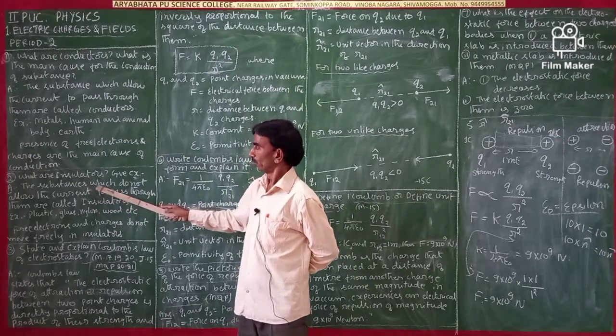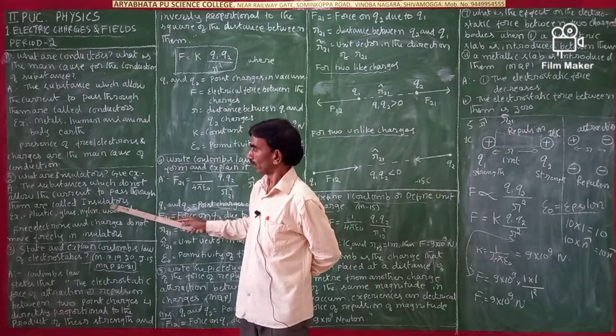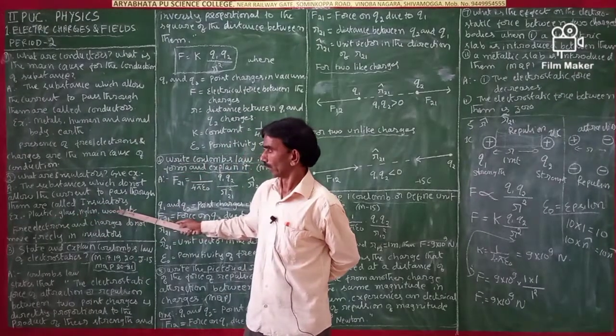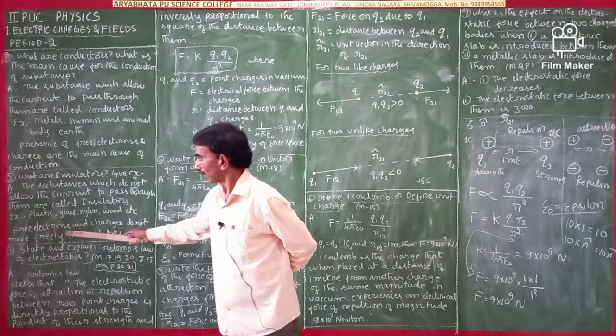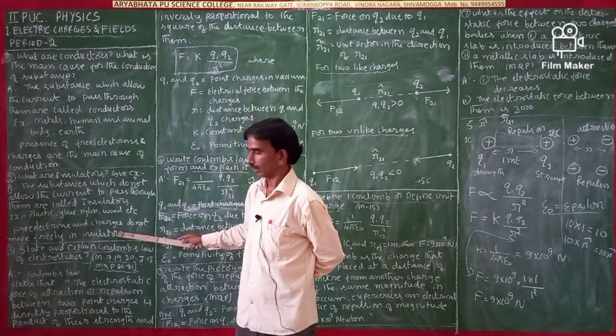The substances which do not allow the current to pass through them are called insulators. Example: plastic, glass, nylon, wood, etc. Free electrons and charges do not move freely in insulators.